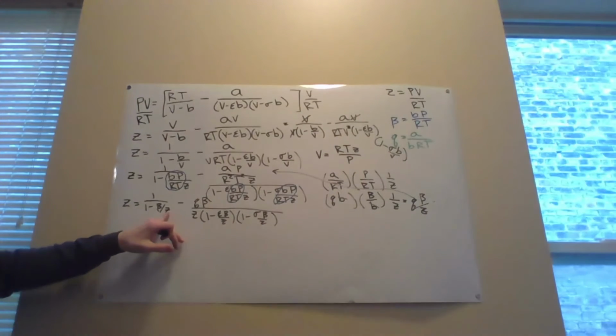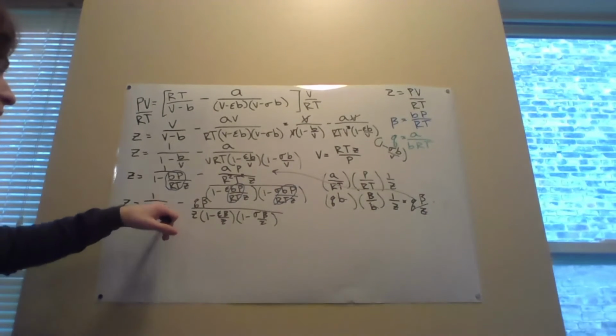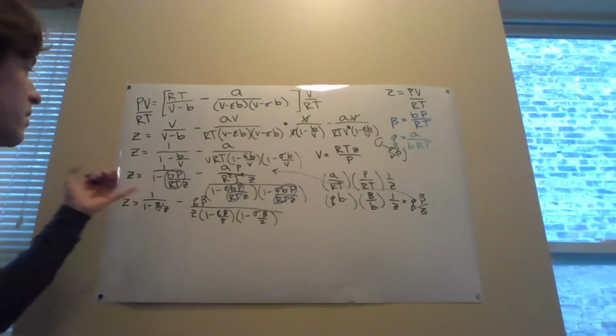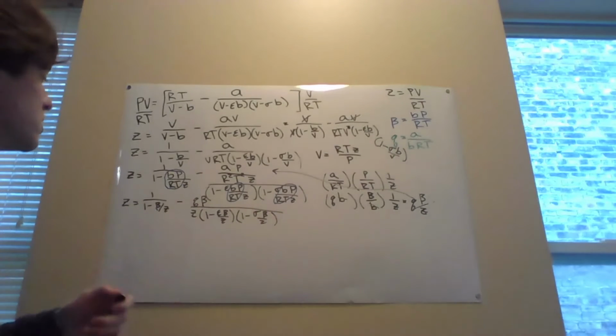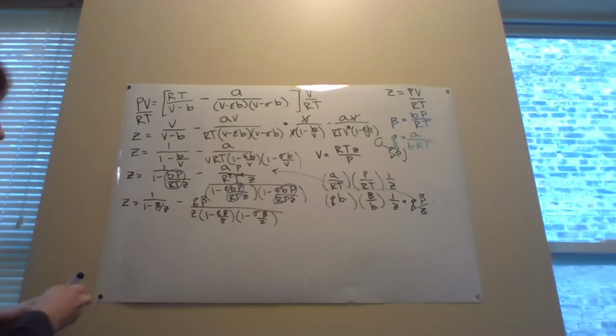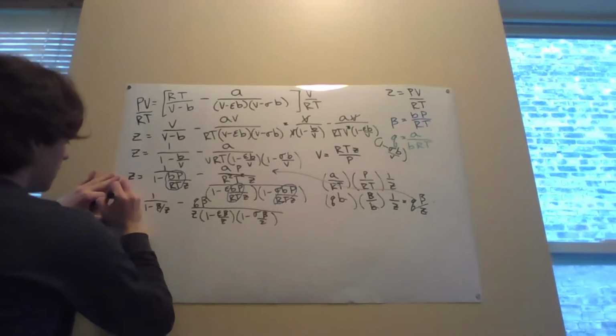So now if you notice, we have Z in the denominator of the bottom part of this equation. And so to get rid of that, I'm going to multiply both sides by 1 over Z.